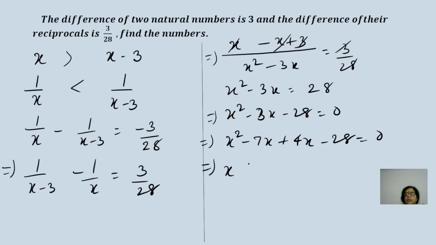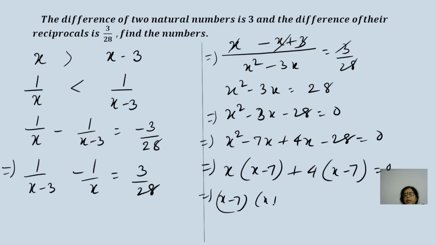So taking out x common from the first two terms, we are left with x minus 7. 4 common from the next two terms, we are left with x minus 7. So this becomes x minus 7 into x plus 4 is equal to 0. So one solution is negative 4 and one solution is 7.